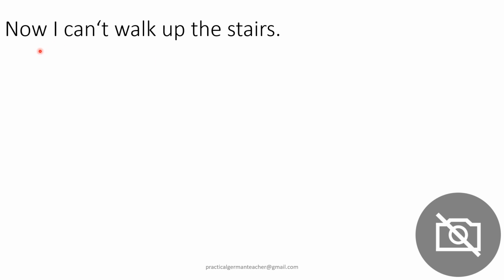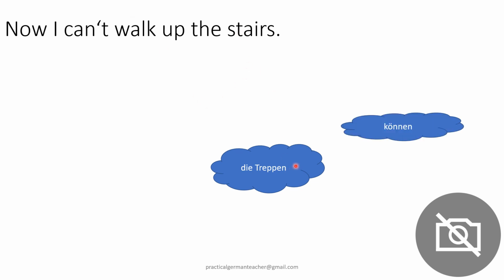Next sentence. Now I can't walk up the stairs. This usually happens after training your legs, at least with me. So let's start. Again, this sentence is based in present tense. It should be obvious to you. You will have to use the modal verb können, and also you need to know how to say walk up. So you know how to say walk. Walk up is hochgehen, the German verb. And for the stairs, the word is die Treppen, of course, plural.